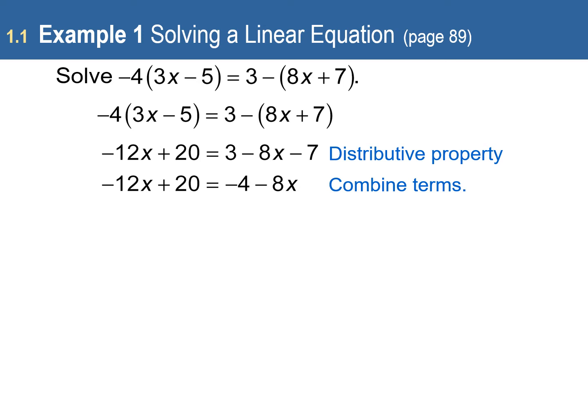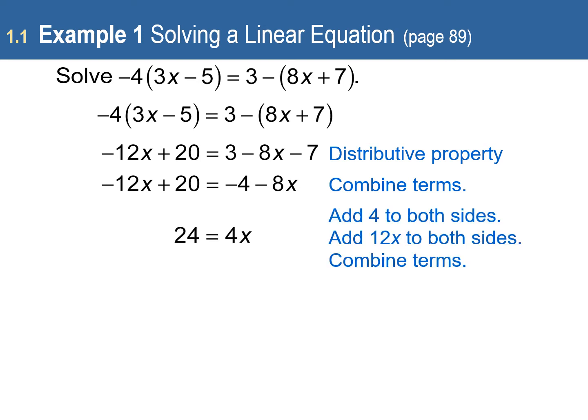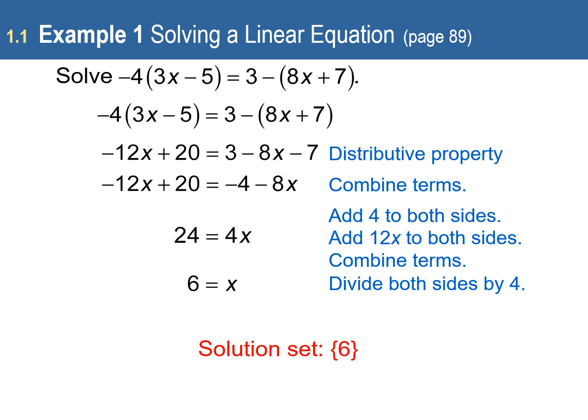Next, you're going to combine like terms. So in this case, you're going to add the 12x to the right, so you get 4x on the right. Add the 4 to the left on both sides, and you get 24. And finally, divide through by 4 to get x is equal to 6. So your solution set is 6. So if I ask you to solve it, you can give me x is equal to 6. If I ask for the solution set, I need the set notation.